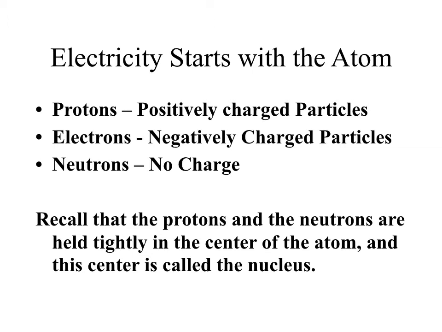Remember, the electrons are held in the outside of the atom, in the orbits around the atom, and the protons and neutrons are in the nucleus. And when atoms become charged, so when something becomes negatively or positively charged, it's not because the protons leave or are added to an atom. It's because electrons are added or leave the orbits of the atom.